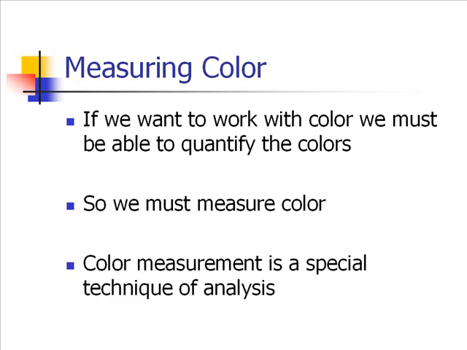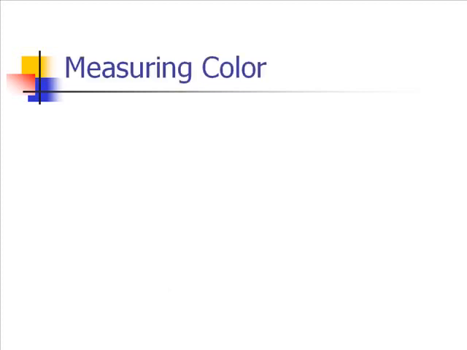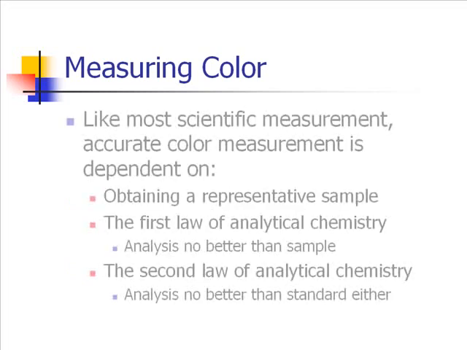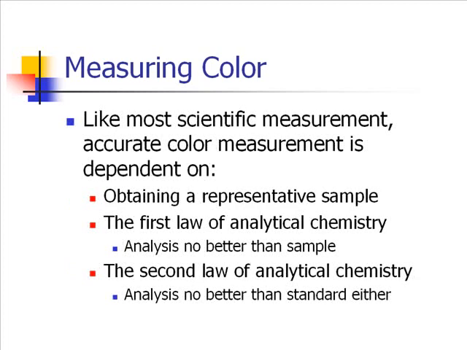Color measurement is a special technique of analysis. The key is when we do it, we should do it consistently the same all the time. Whether we do it visually or using instruments, we should be consistent with what we're doing. So like most scientific measurement, accurate color measurement is dependent on obtaining a representative sample. So the sample that you are measuring has to be a good sample. It has to be representative of what you want to quantify or to measure.